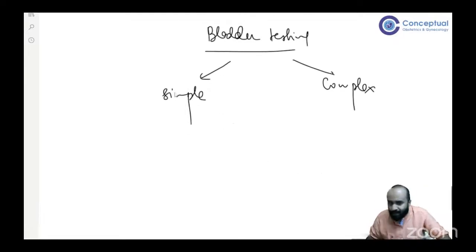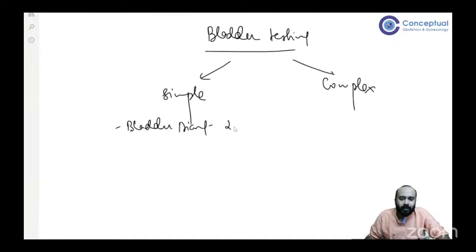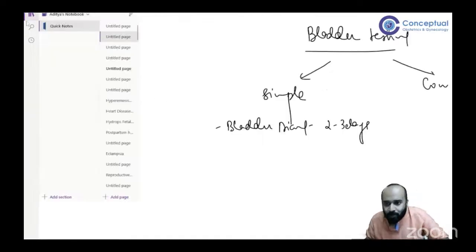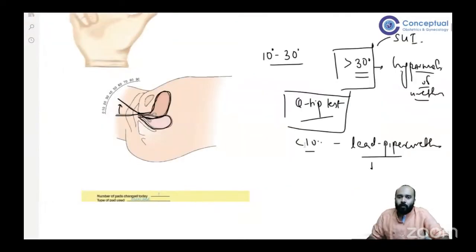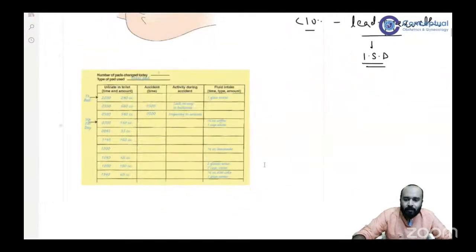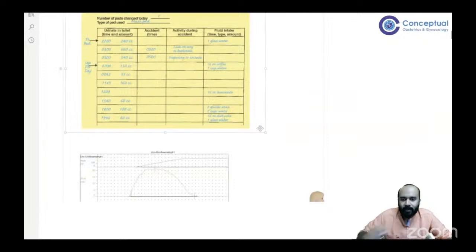The simple tests are as simple as just keeping a bladder diary. What is a bladder diary? She has to maintain it for 2 to 3 days. Earlier it was 1 week, but now even 2 to 3 days is okay. So what's a bladder diary? Over here you can see a picture of a bladder diary.